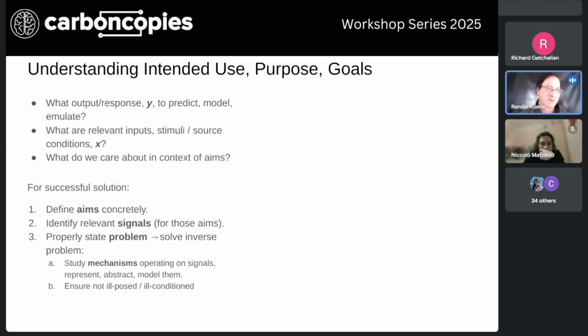Summarizing, to reach a successful solution, you need to define aims concretely, identify relevant signals, information variables that matter to those aims, and properly state the corresponding problem. Then you can solve the inverse problem for a specific data set by studying mechanisms that operate on those signals, by representing, abstracting, and modeling them, and by ensuring that the problem isn't ill-posed or ill-conditioned, that it's robust and generalizes adequately.